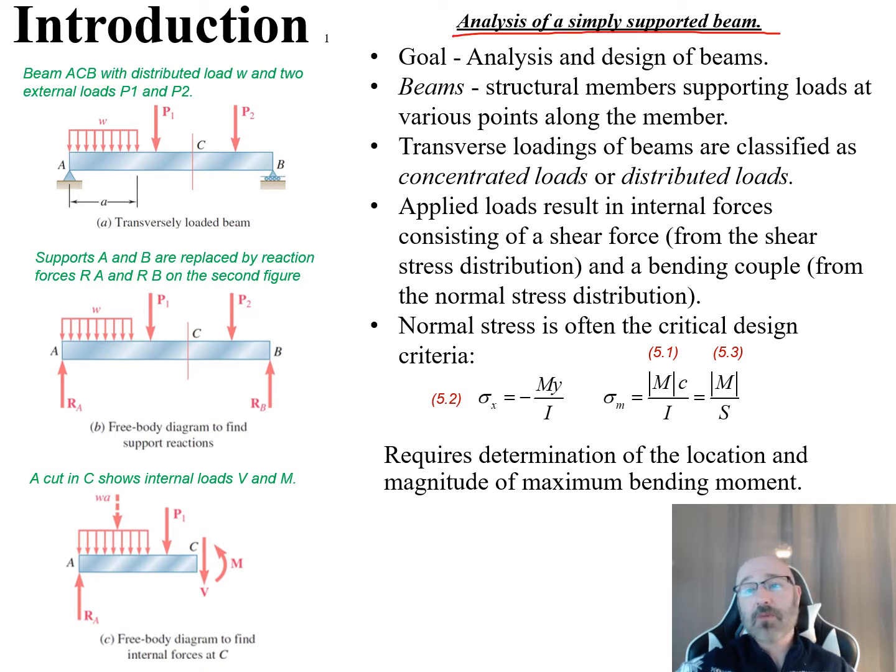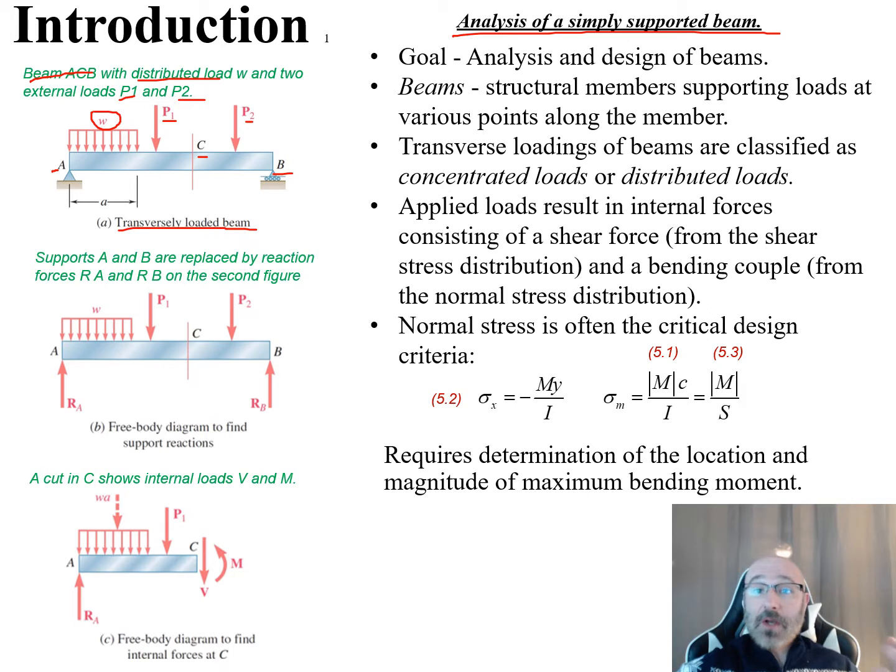So we have a simply supported beam over here in our diagram on the left. We can see we have this beam ACB. There's our beam, there's point A, there's point B, there's our two supports. So this is a simply supported beam, A and B. You see we have this section that we're looking at, C, right here. And now we can see this has a distributed load W, and two external loads, P1 and P2. So this is our transversely loaded beam, which is a simply supported beam at points A and B.